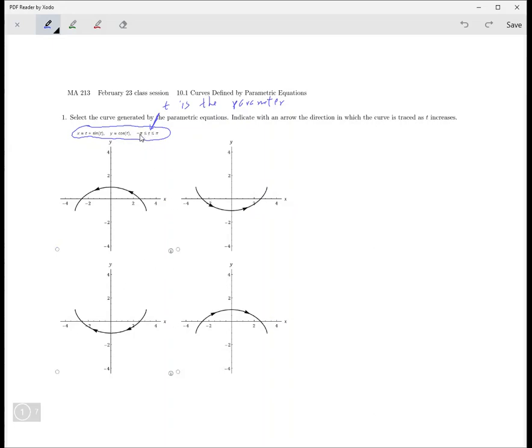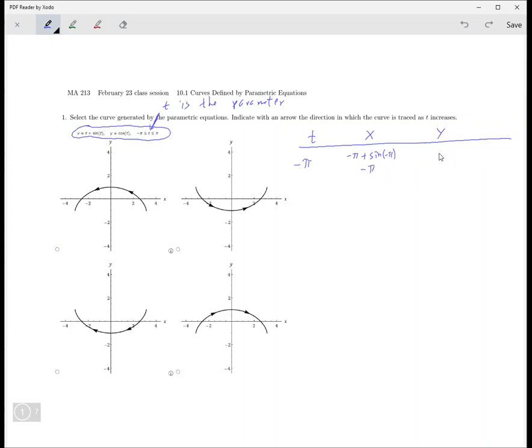So t starts at negative pi and ends up at pi. So it's directional. And to figure out what curve it is, what you can do is start with these values of t. So it starts at negative pi. So I'm just going to put negative pi there. Now, if t is negative pi, what is x going to be? Well, that's going to be negative pi plus sine of negative pi. And sine of negative pi is 0. So this is just going to be negative pi.